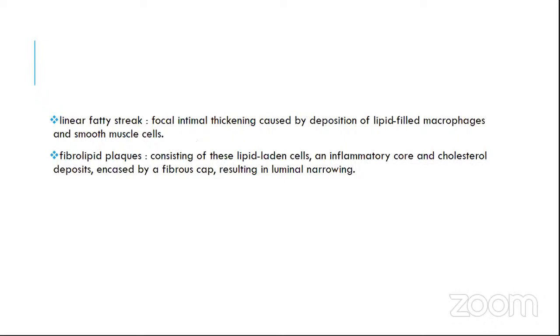The fatty streak is the first step, the first phase of atherosclerosis, which is focal intimal thickening caused by deposition of lipid-filled macrophages and smooth muscle cells. Then the fibrolipid plaque, consisting of those lipid-laden cells, an inflammatory core, and cholesterol deposits encased by a fibrous cap, resulting in luminal narrowing.